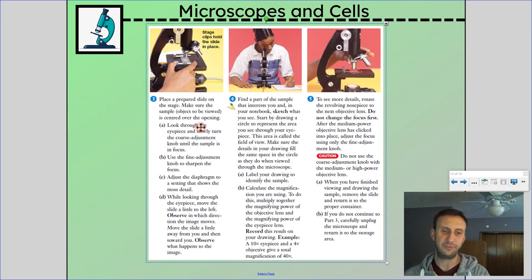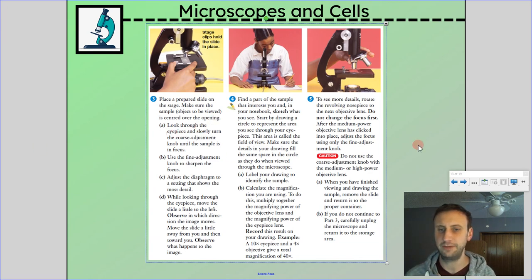While looking through the eyepiece, move the slide a little to the left. Observe in which direction the image moves. Move the slide a little away from you and then towards you. Observe what happens to the image. These are lab directions more than actually using the microscope at this point. Find a part of the sample that interests you and in your notebook, sketch what you see. Can't do that. All right, anyways.